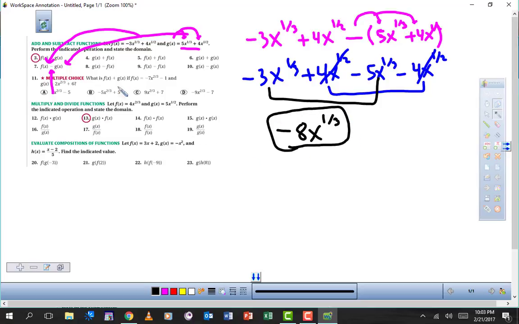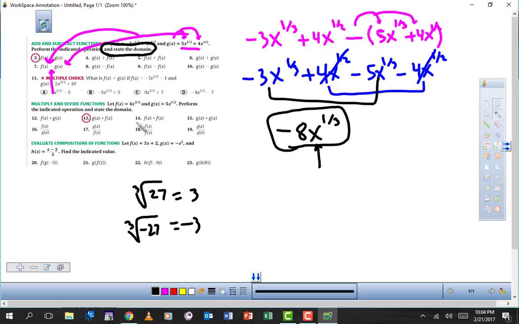Now be careful. Make sure you do state the domain. Now the domain is a little bit tricky because if you look at this, the values of x look like they could be positive or negative. Like we've done cube roots before. You can do the cube root of 27, for example, and you get 3. And you can also do the cube root of negative 27, and you get negative 3.